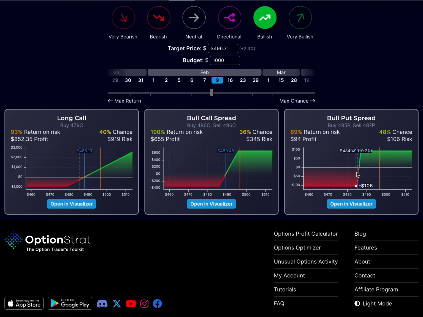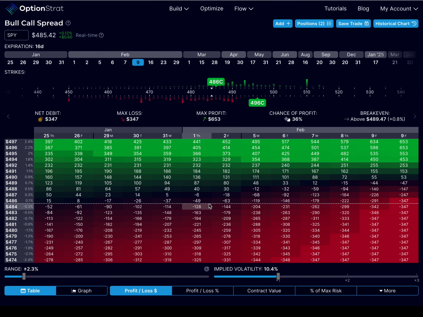Now, once we see a trade that we like, we're looking here at a 190% return, a potential $655 in profit. We've got a 36% chance of profit. And then we look at the different ones. It's like, yeah, you know what? I kind of like the looks of this one right here. So I can open this up in the visualizer.